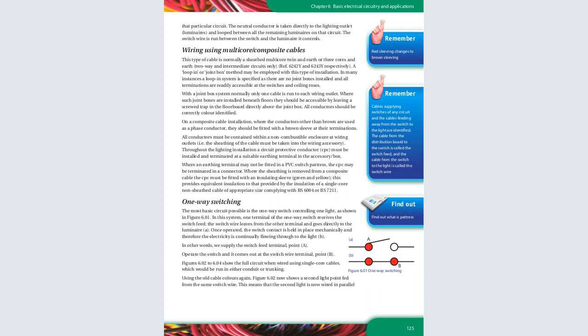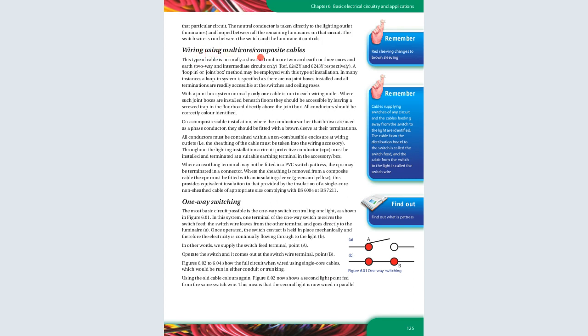In that particular circuit, the neutral conductor is taken directly to the lighting outlet, that is the luminaire, and looped between all the remaining luminaires on that circuit. The switch wire is run between the switch and the luminaire it controls.